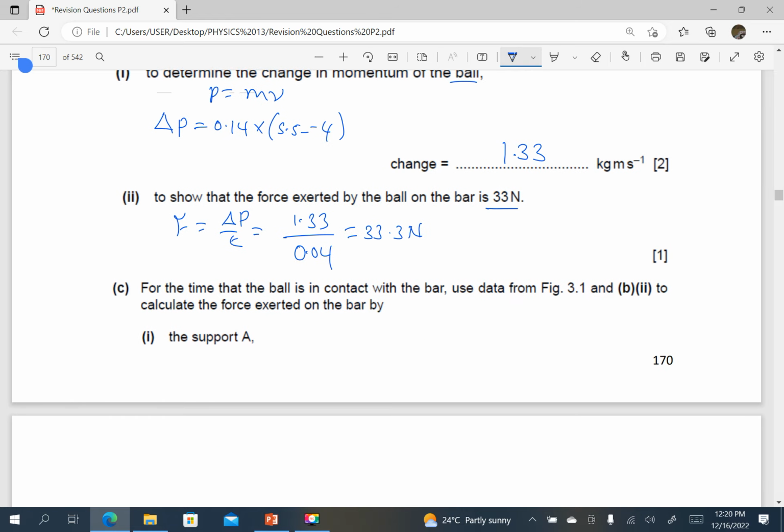For the time that the ball is in contact with the bar, use data from figure 3.1 and B Roman 2 to calculate the force exerted on the bar by the support A. So figure 3.1 is this one.